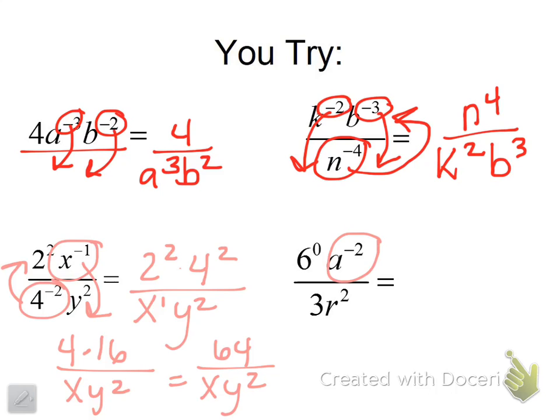Okay, so now this one, we know we need to move it down. This we automatically know is going to cancel because it equals 1 because it's to the 0. So we're going to have, well, what do we put on top if we're moving this a squared down? Well, we still have this 1 up here. There's always a 1 there. Then we have 3r squared a squared.